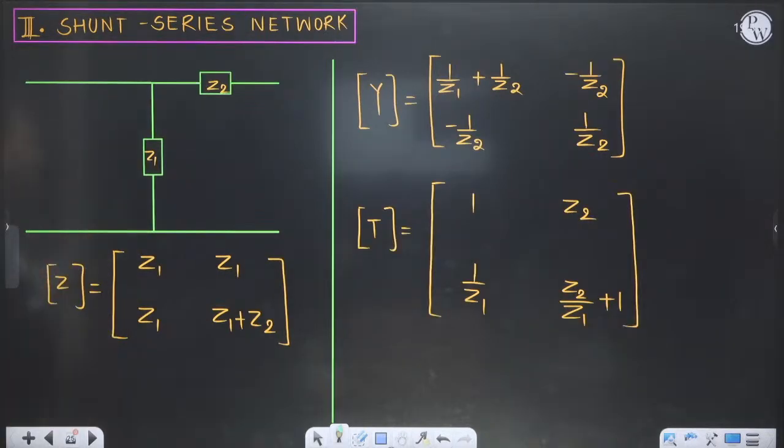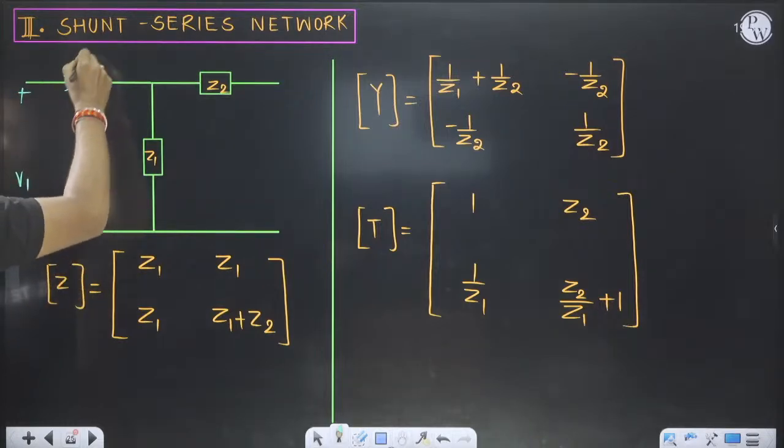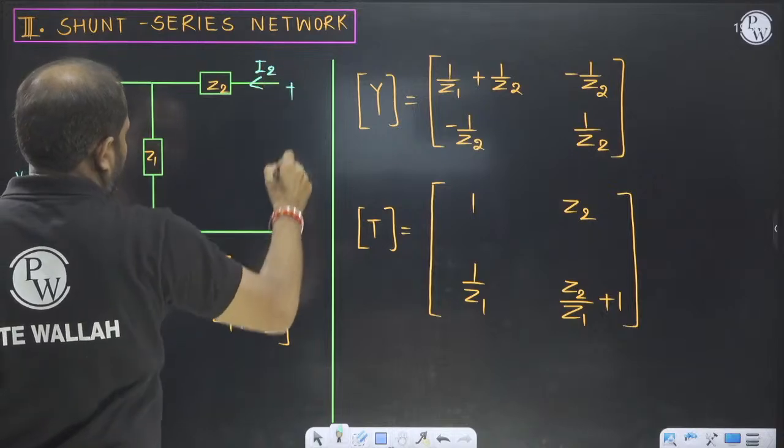This is the series shunt series network. This one also I have derived in lecture number 5. I have derived this formula.